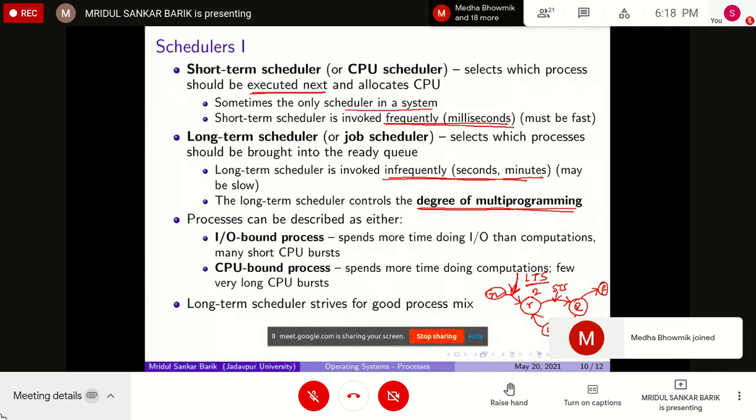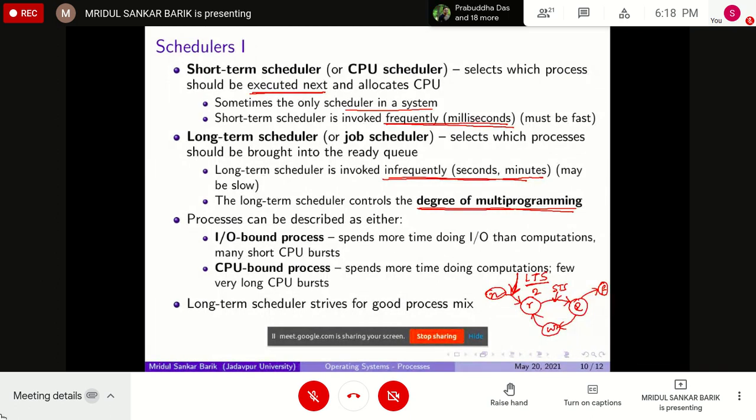They require frequent user interaction, right? So the user interacts with those applications or programs via some IO devices. So frequent IO events would be there in case of IO bound processes.